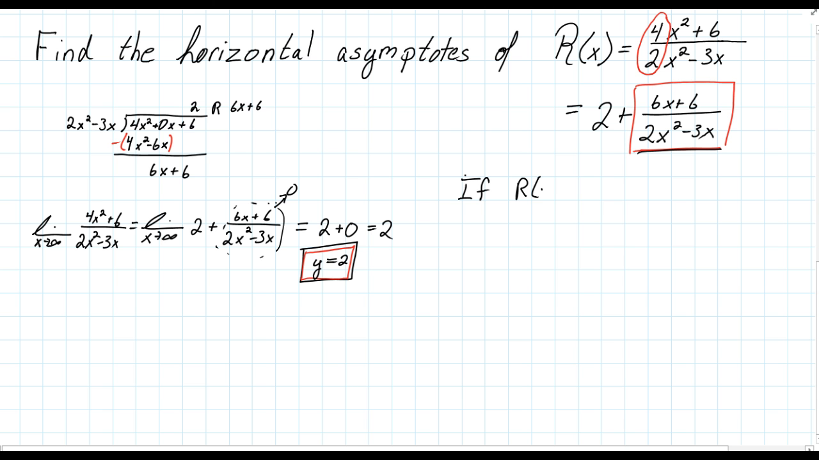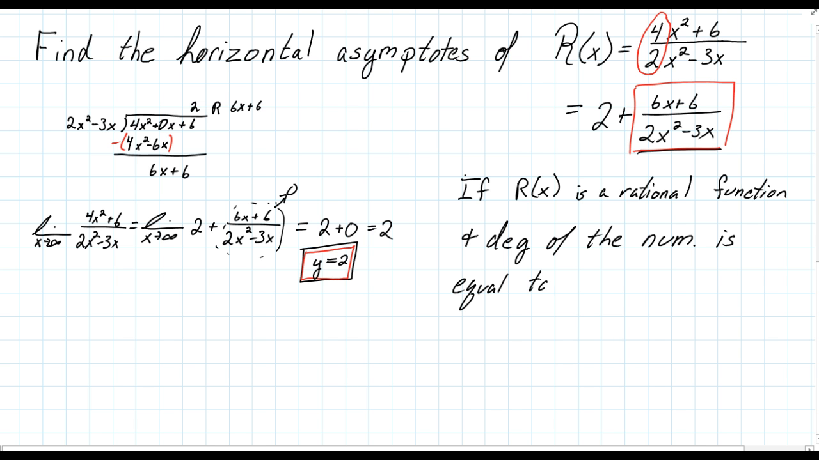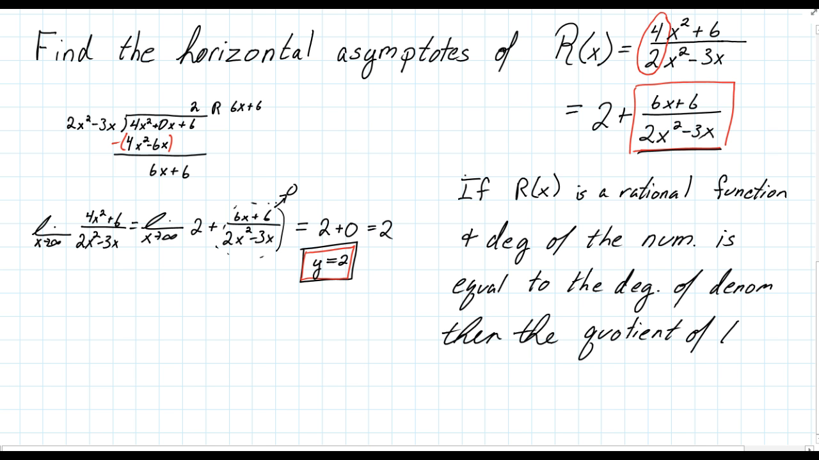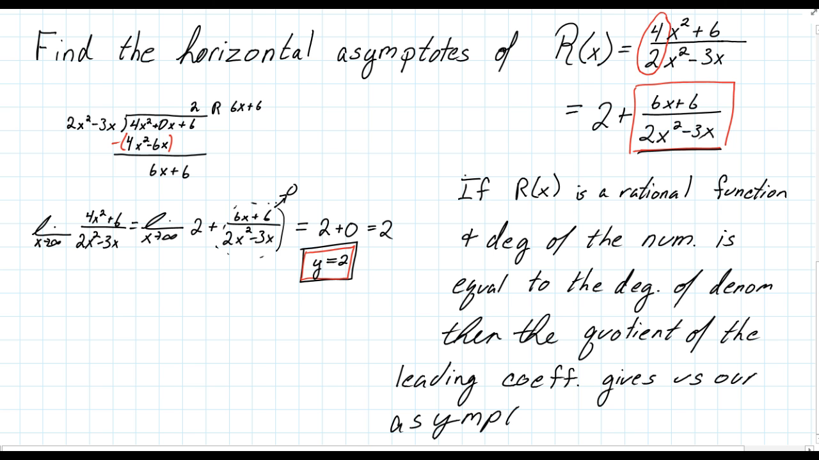If r of x is a rational function, we need it to be a rational function for this to even make sense, and the degree of the numerator is equal to the degree of the denominator, then the quotient of the leading coefficients gives us our asymptote. And that's going to work whenever the degrees are equal.